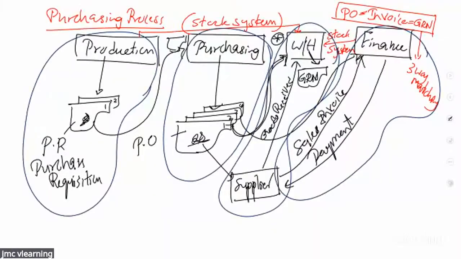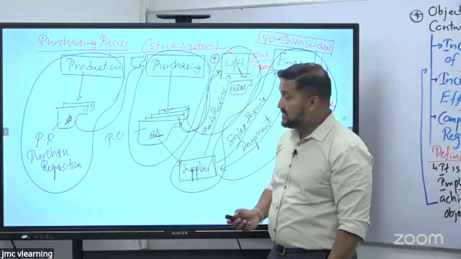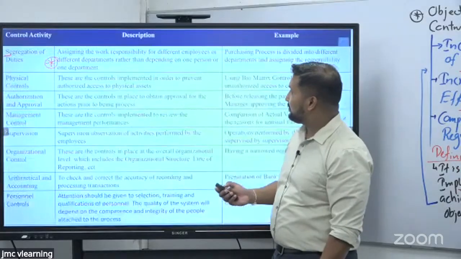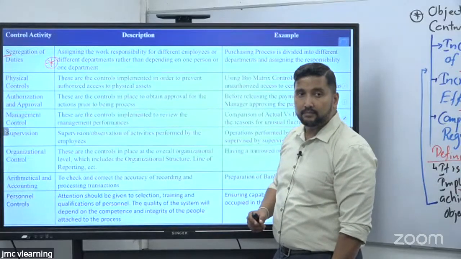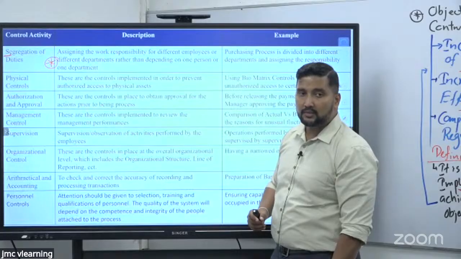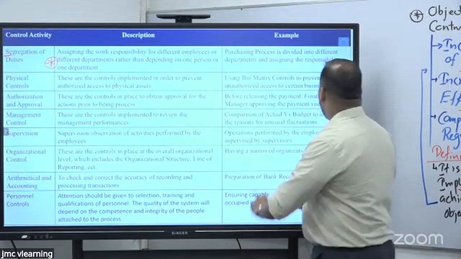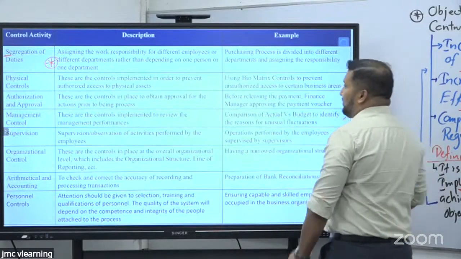Are we clear? Imagine a situation where the entire process is handled by one person. Then you are facing an unnecessary risk. So that is why segregation of duties is very important. Are we clear on this? Yes or no? Clear. Right. Okay, moving on to the second one.